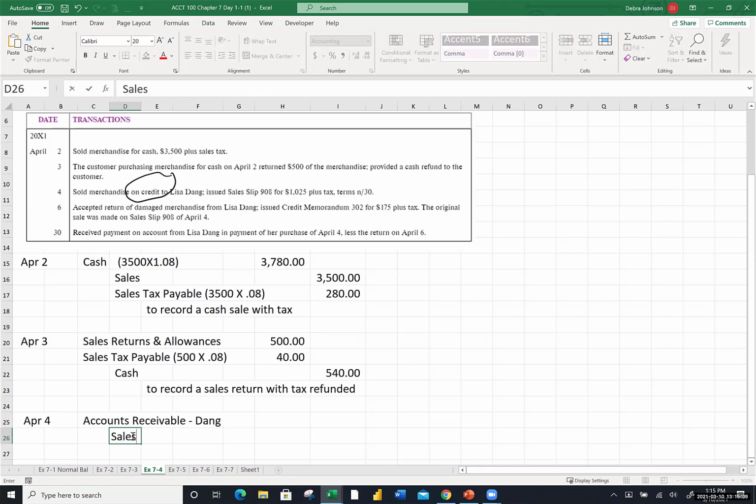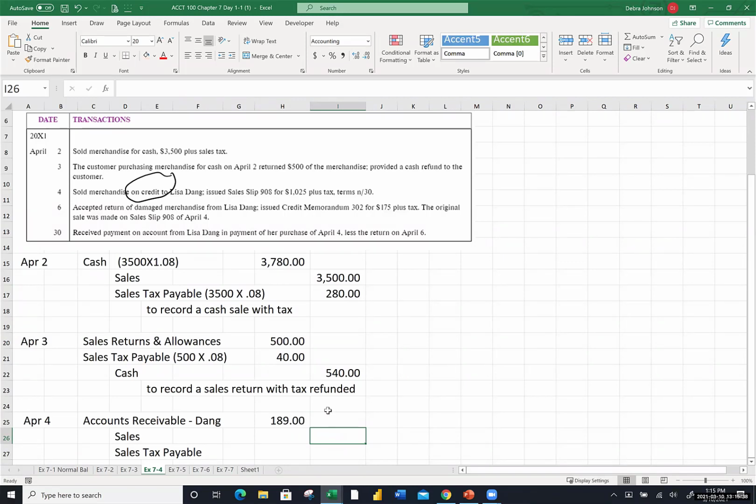And of course, the credit's not changing. Sales and sales tax payable whenever we make sales in a state that has a sales tax. So here, I'm just going to use the shortcut. I'm going to take 175 times 1.08 to get my debit to accounts receivable. I got 189 when I did that.